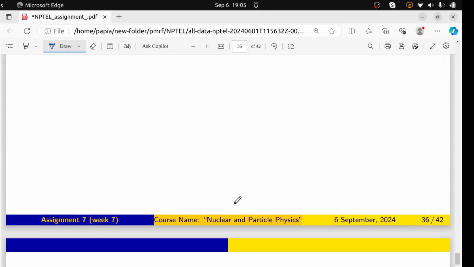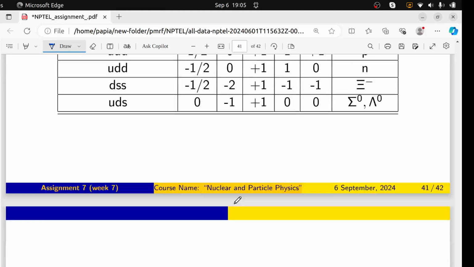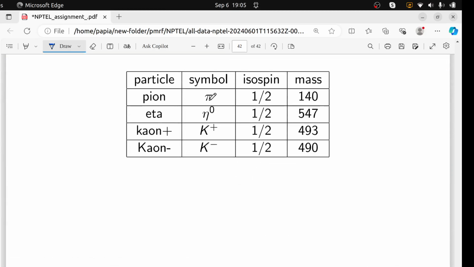So I think today I don't have much more. Oh, there is something. There is pion, eta, K plus, K minus symbol, and then isospin and their masses. Why have I written the masses here? Because in most of the questions the pion mass is given, or in most cases pion masses are needed. Obviously there will be some questions where the pion mass is mentioned or not, but we can just remember that the pion mass is 140 MeV. This is basically in MeV per c squared unit, which I did not mention.